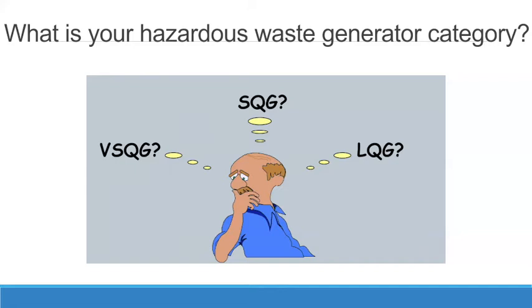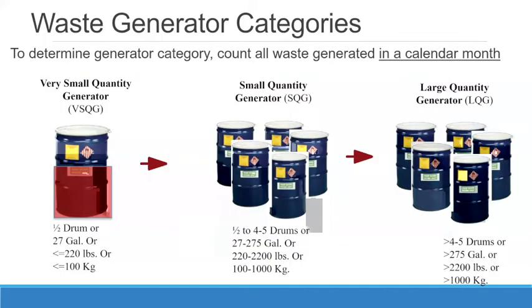It's important to understand what your generator category is because the requirements that you have to meet as a generator are based on your category or classification of being a generator. So there are 3 classifications. Next slide, please, Marcy. And they fall basically based upon the amount of hazardous waste that you generate per month. The 3 classifications across the top are very small quantity generator, or VSQG, small quantity generator, or SQG, and then large quantity generator, or LQG.